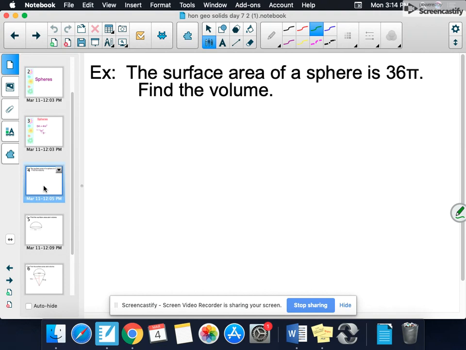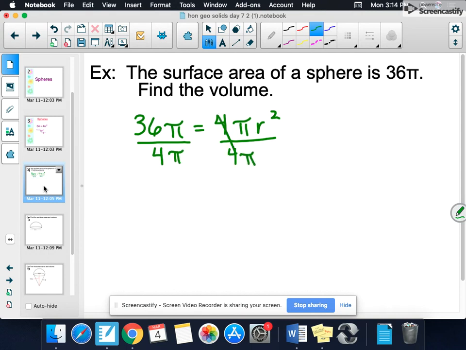So we're going to plug in 36 pi for surface area, and that's going to equal our formula for surface area, which is 4 pi r squared. To get r by itself, I'm going to divide by 4 pi. So the 4s will cancel out, and then my pi's are going to cancel out, so I'm left with 9 equals r squared. Then I'm going to take the square root, so I get my radius is 3.